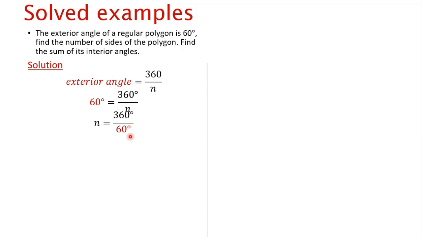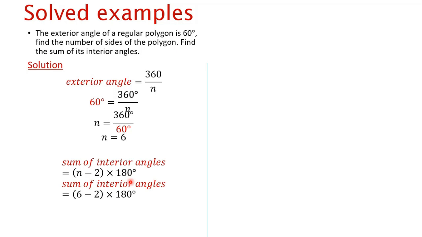360 over 60 gives us what? 6. Yes. So n equals 6. So the number of sides of the polygon is 6. We know that sum of interior angles equals n minus 2 multiplied by 180 degrees. So we know the number of sides, 6 minus 2 multiplied by 180 degrees, and that gives us 4 multiplied by 180 degrees.